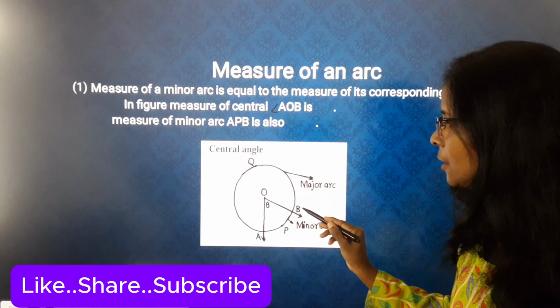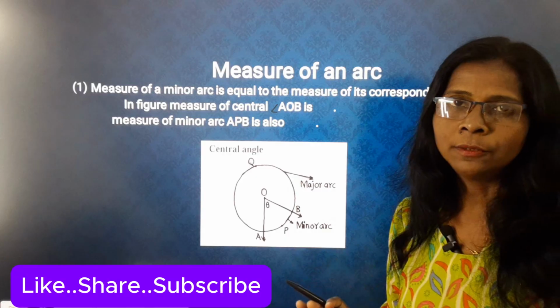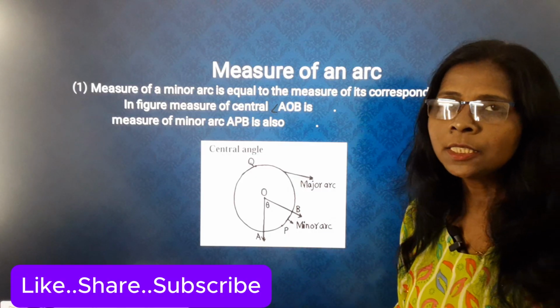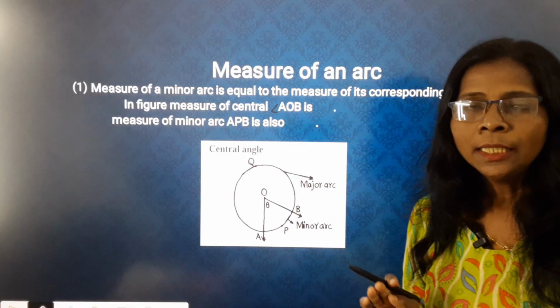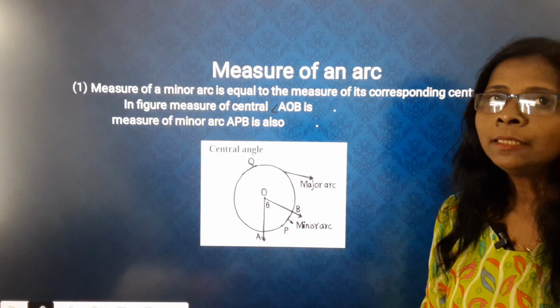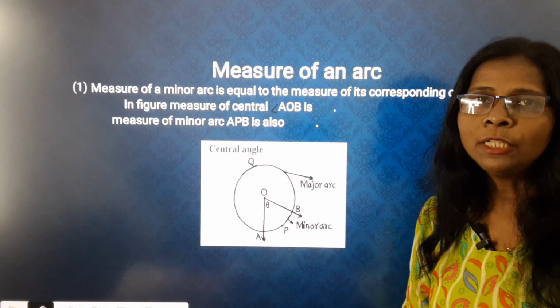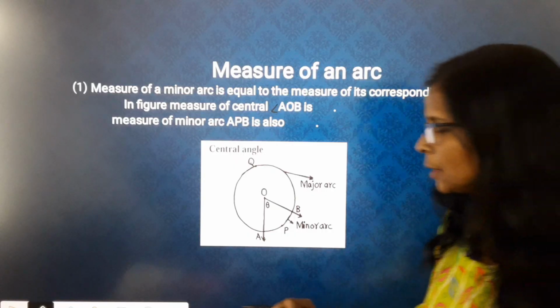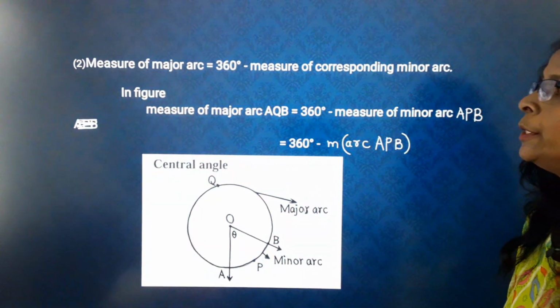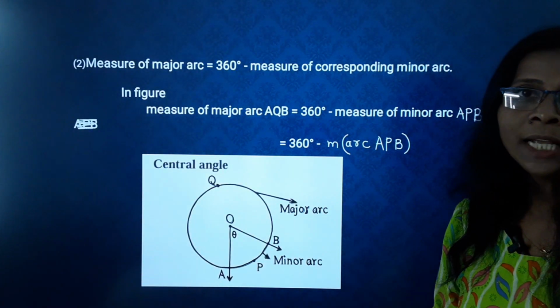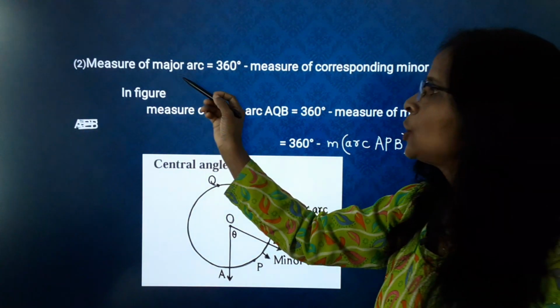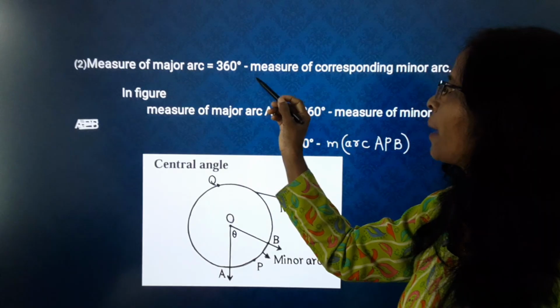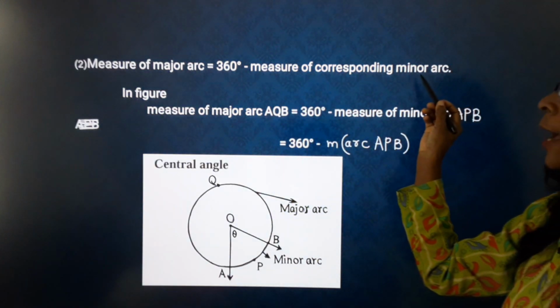The minor arc is equal to 360 minus the major arc. If the major arc is given, then we can formulate that minor arc is equal to 360 minus major arc. How can we measure the major arc? The formula is that the measure of the major arc is equal to 360 minus the measure of the corresponding minor arc.